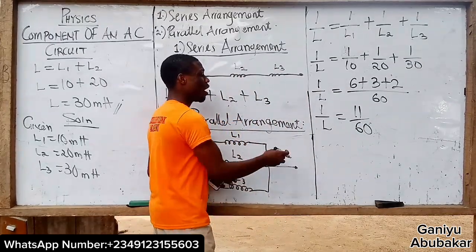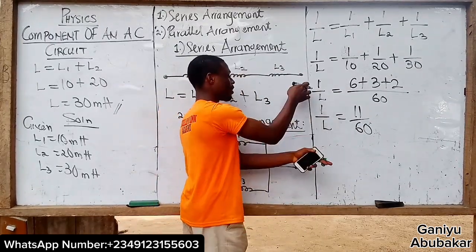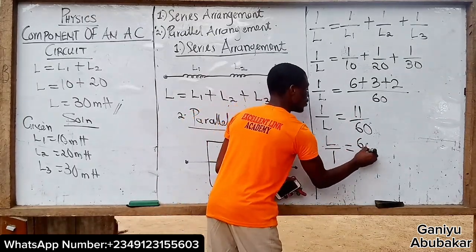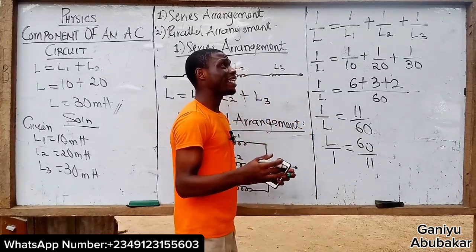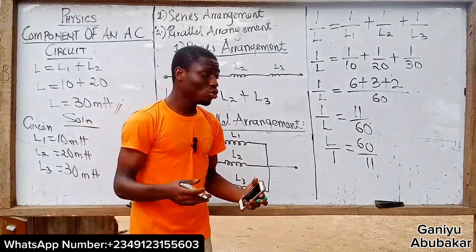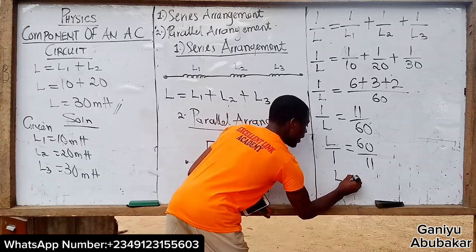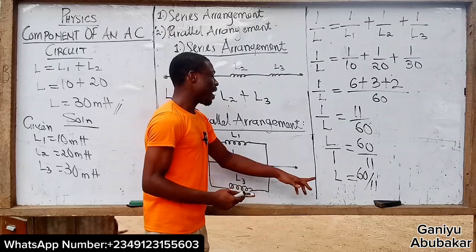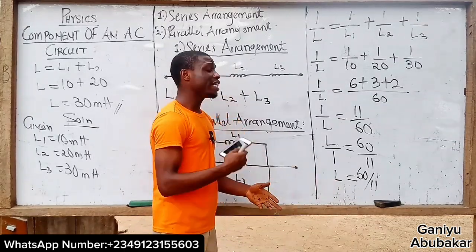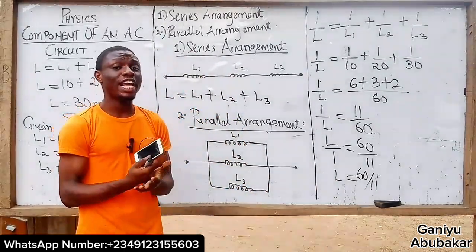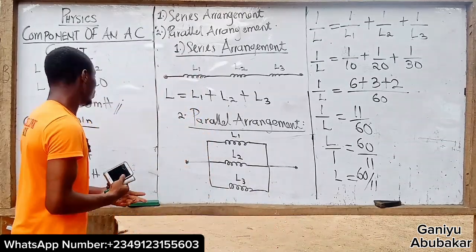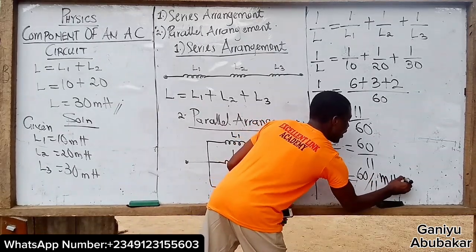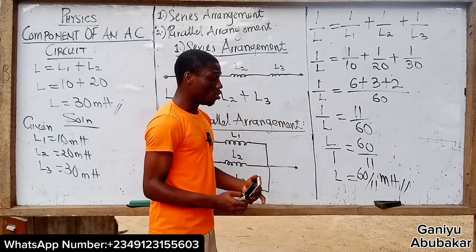So in this case now, I can invert. Take this one, invert. I'll take this L first over 1, applying the same idea here, 60 over 11. If I'm having 2 over 1, it's still 2. So L over 1 is still L, which is equal to 60 over 11. So my L here is simply the inductance, and we said inductance is measured in Henry. So my SI unit now becomes milli Henry. I have milli Henry as the unit for the answer here.